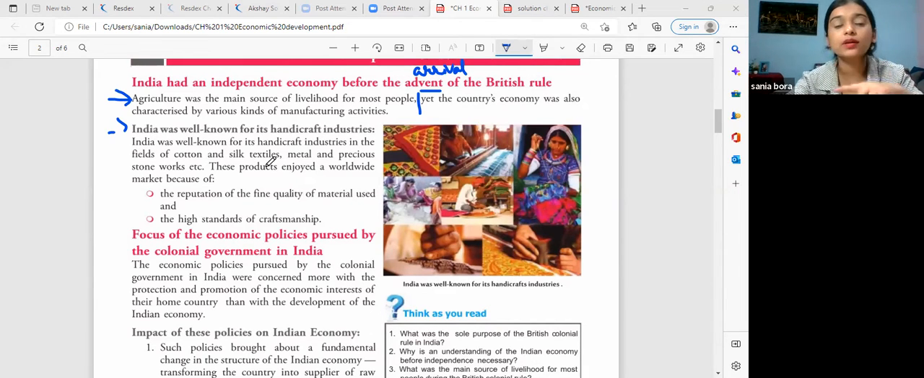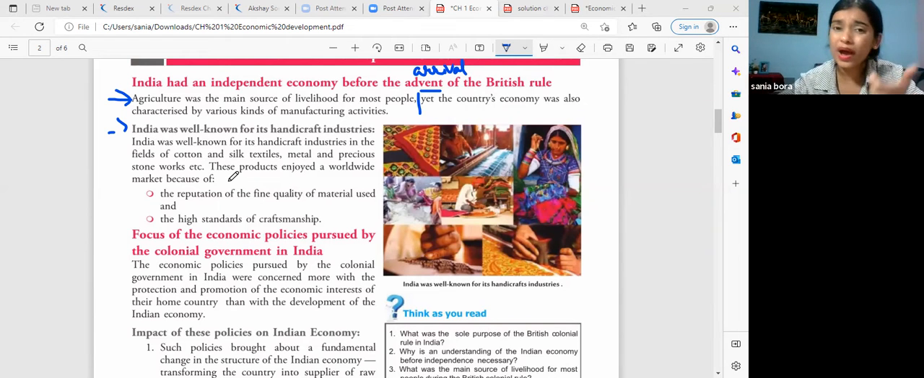Basically, there were two products: natural fibers, silk and cotton, and metals and precious stonework, etc. The products enjoyed a worldwide market. There was a very high demand for the handicraft of India. India was famous for that. People from outside India used to contact Indians and deal in these products, exchanging handicraft things and all that.